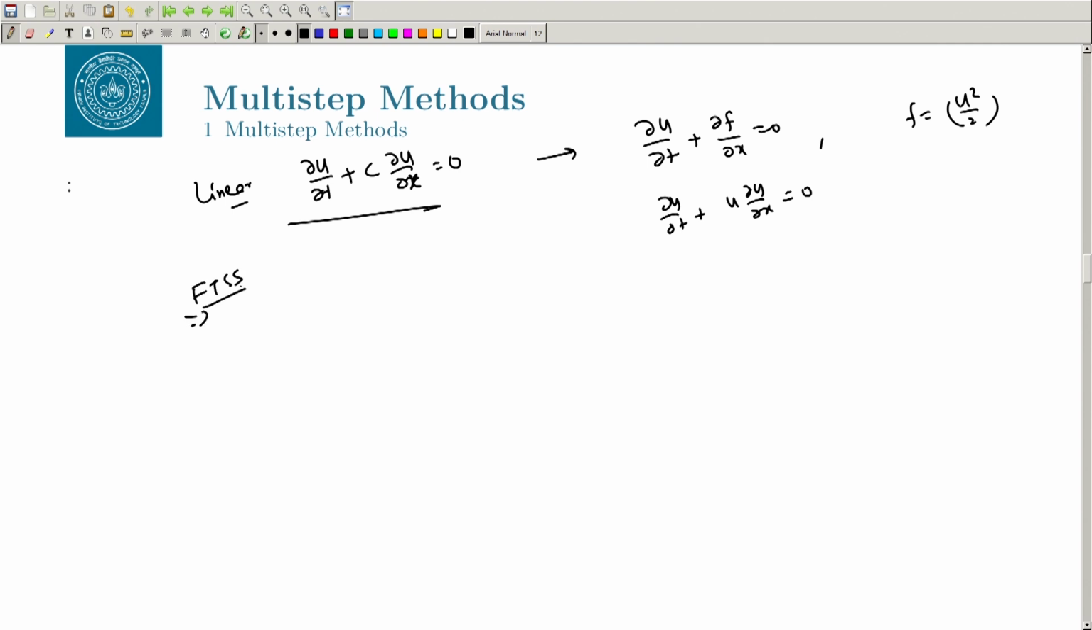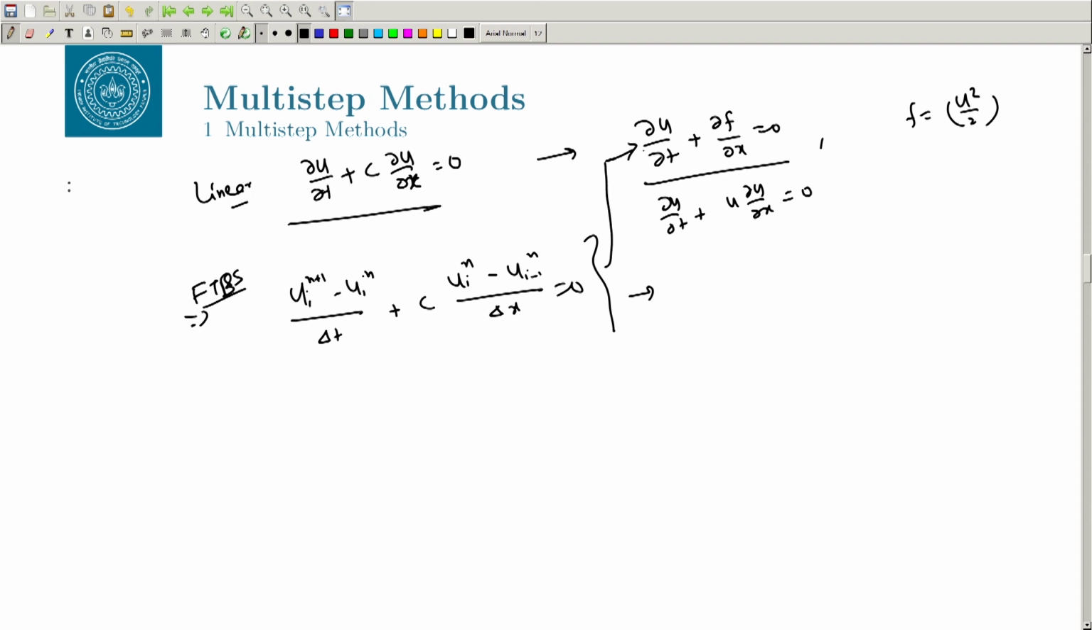Whatever scheme that you are deriving, let us say I am writing an FTCS scheme for this, or FTBS rather, because FTCS is not stable. So, this is (u_i^(n+1) minus u_i^n) by delta t plus c times (u_i^n minus u_(i-1)^n) by delta x equal to 0. The same thing if you write for the nonlinear problem, I will follow this one. And why am I following this one? Recall we had some discussions about the conservative form and the non-conservative form earlier. This is the non-conservative form and this is the conservative form, right.